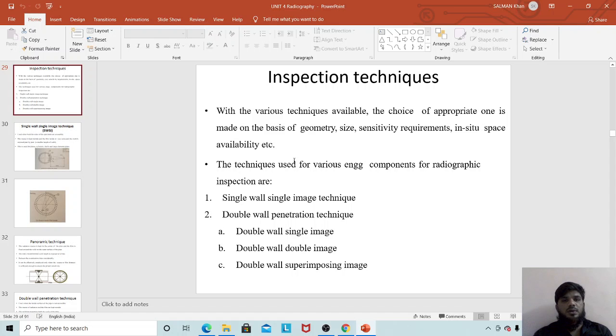The inspection of radiography can be done in various ways. The first is the single wall single image technique, and another is the double wall double penetration technique. In the double wall penetration technique we have another three types: double wall single image, double wall double image, and double wall superimposing.